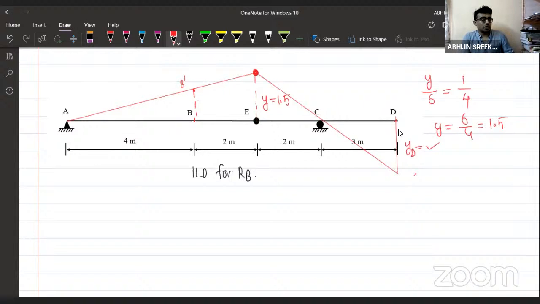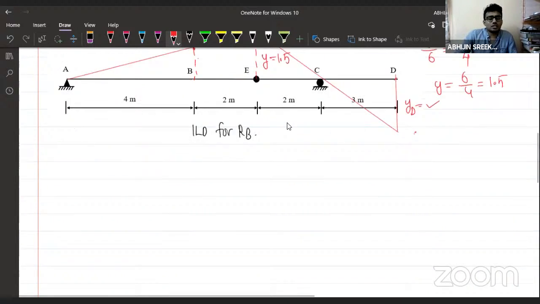How many of you have drawn this correctly? ILD for reaction B. How many of you did it correctly? Assuming that most of you might have drawn this correctly. Right? Yes, very good. Pooja, very good. It's a very common question, and you'll be getting questions from this topic.